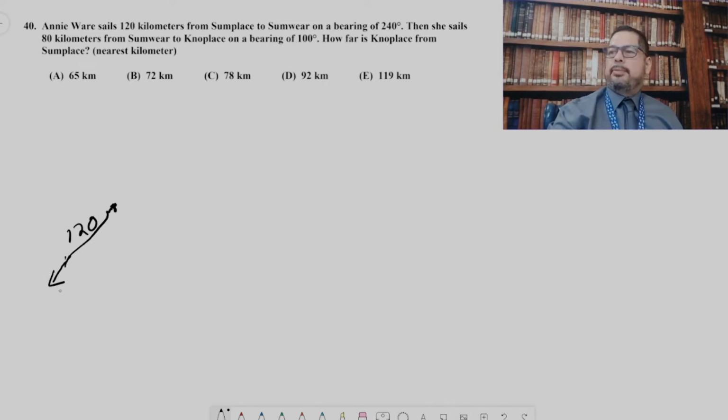And then from this place, she sailed 80 kilometers from somewhere to no place on a bearing of 100 degrees. So 90, 180, and she goes 80 kilometers at 100 degrees. And it asks, how far is no place from someplace, from the initial point to the other point? This is nothing more than a traditional type of bearing problem.